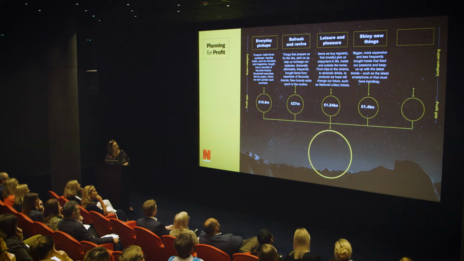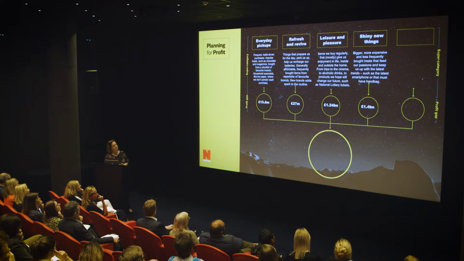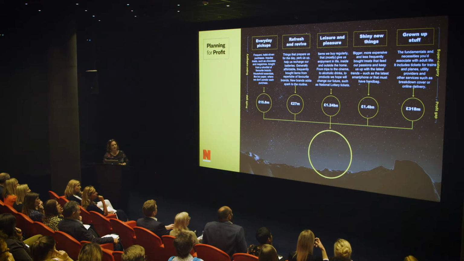Shiny new things. These are bigger, more expensive and less frequently bought treats that feed our passions and help us keep up with the latest trends, such as a new smartphone or that must-have handbag, depending on what your shiny new thing of choice is. Again, a huge amount of missing profit in that category. And then finally our grown-up stuff, which you should be very familiar with by now, with a smaller missing profit, but still substantial at 318 million.